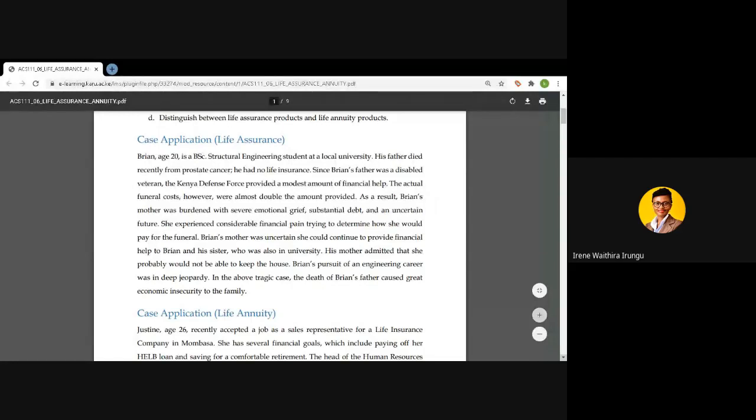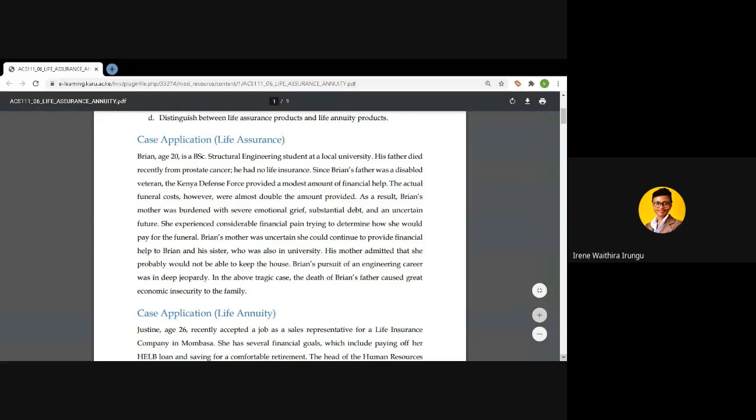So we continue the story. Since Brian's father was a disabled veteran, the Kenya Defence Force provided a modest amount of financial help. The actual funeral costs, however, were almost double the amount provided. As a result, Brian's mother was burdened with severe emotional grief, substantial debt, and an uncertain future. She experienced considerable financial pain trying to determine how she would pay for the funeral.